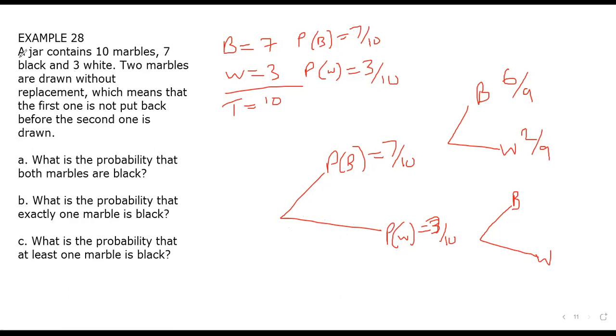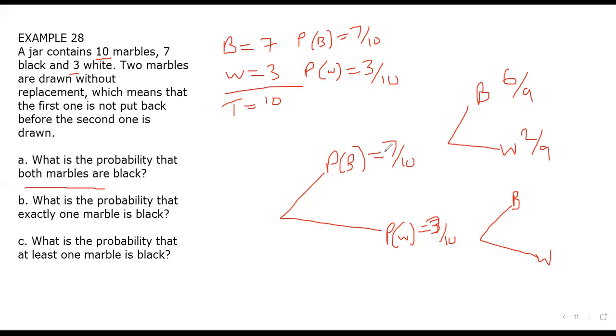Yes, repeat yourself, Collins. The jar has 10 marbles, 7 are black and 3 are white. So 2 marbles are drawn without replacement, which means that the first one is not put back before the second one is drawn. So what's the probability that both marbles are black?